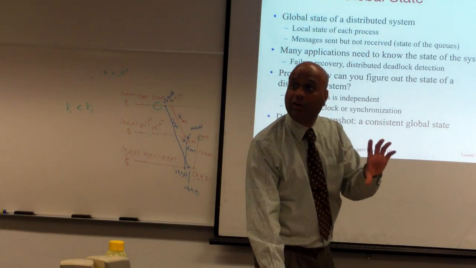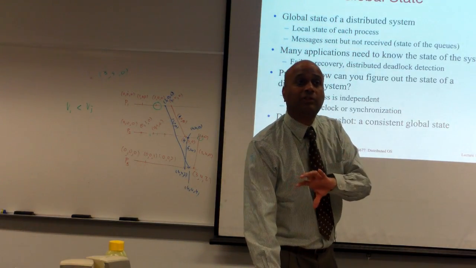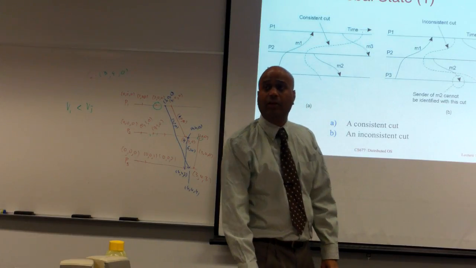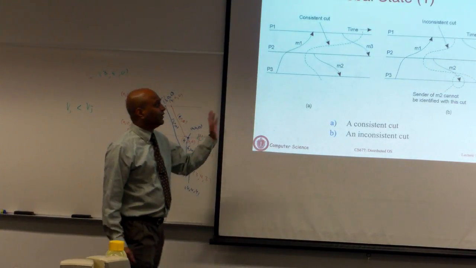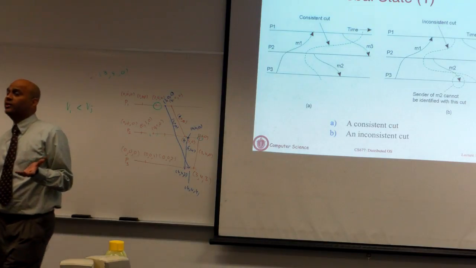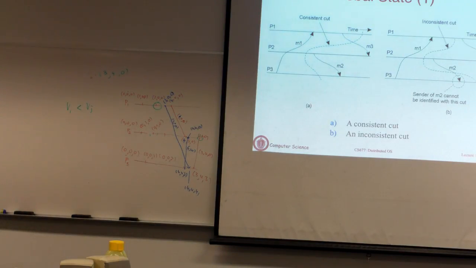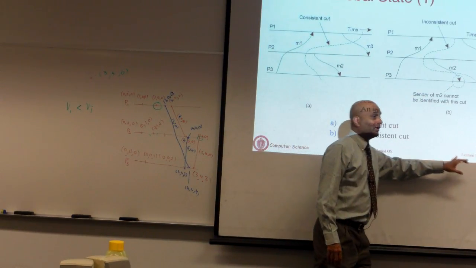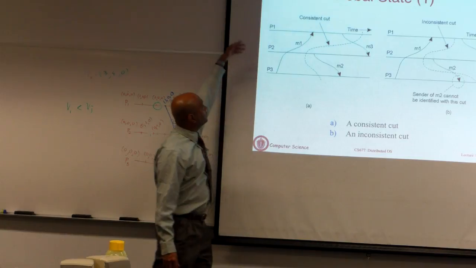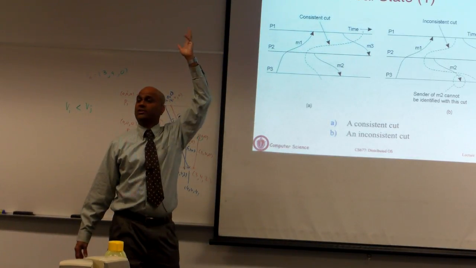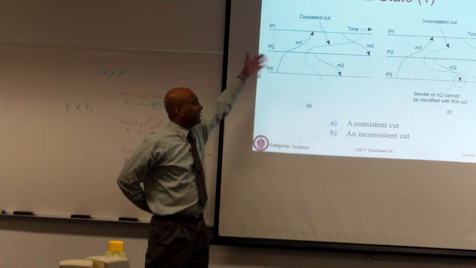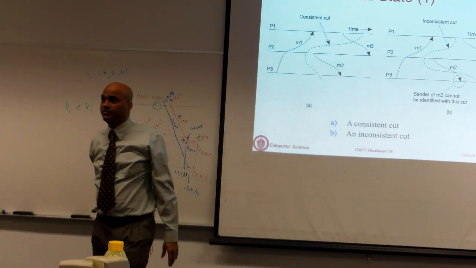Now we just defined a global state. Now we are going to see how to actually capture the global state in a consistent way. Here is a picture that shows two different checkpoints, and we'll see one is consistent, the other is not. There are two pictures here, A and B. We have in a distributed application 3 processes, P1, P2, P3. The x-axis is time.